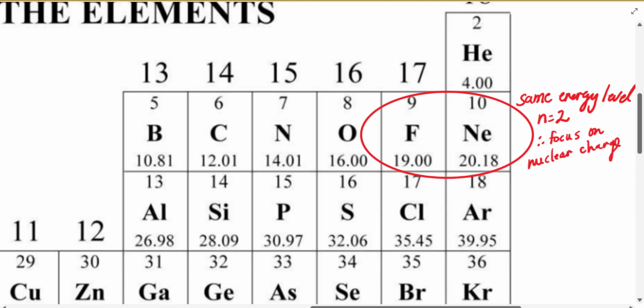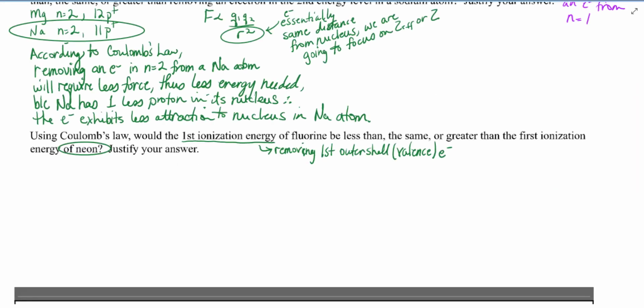Okay. You can either do it on nuclear charge, which is the number of protons, or you can do it on effective nuclear charge. Either one will work. Okay? Either one will work. So fluorine has 9, neon has 10, and there would be less Coulombic attraction between fluorine's nucleus and the valence shell electron than in neon's nucleus and the valence shell electron. So it will require less energy to remove fluorine's electron than it will neon's. And that's how you will justify it.